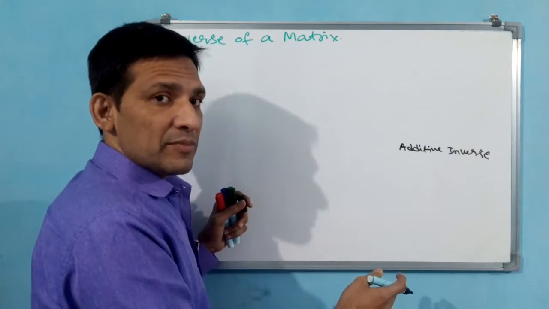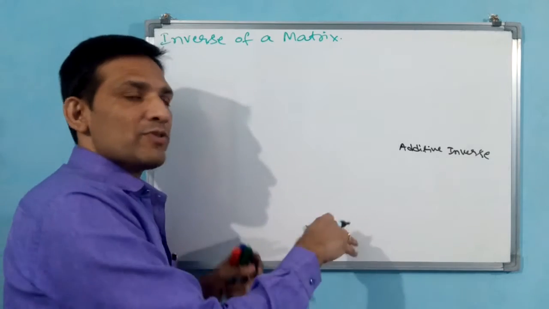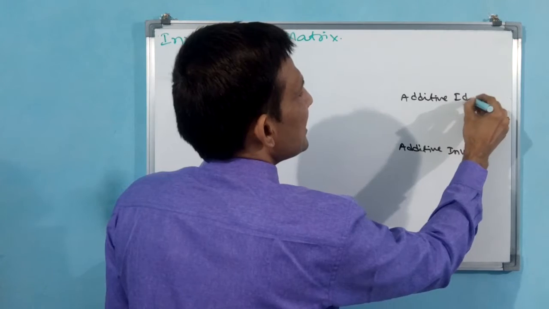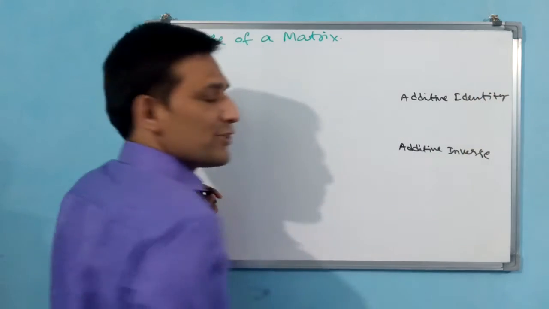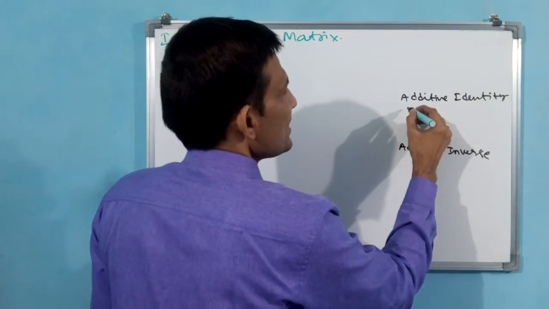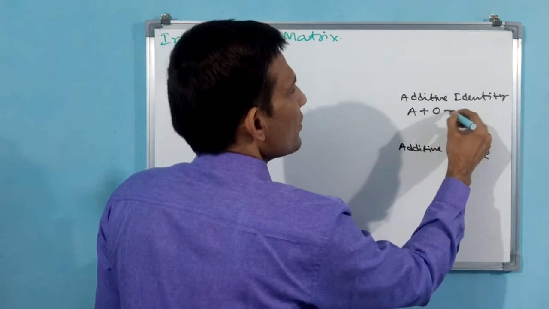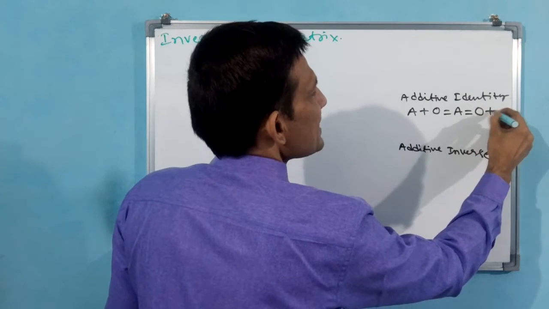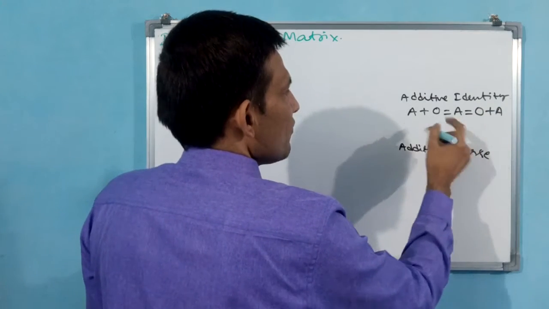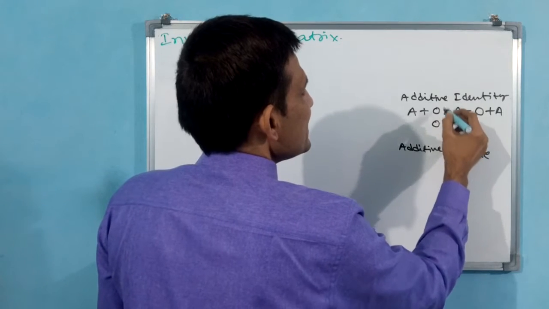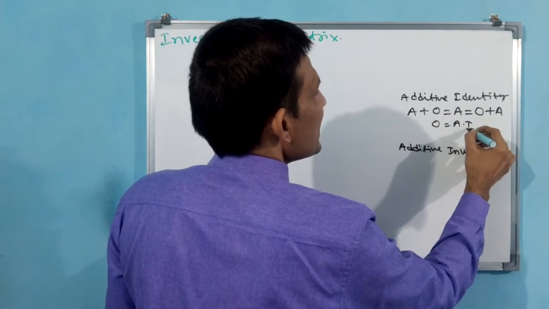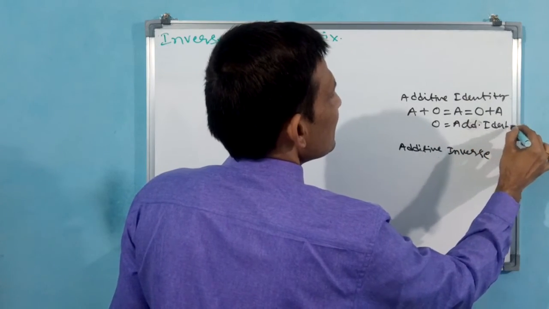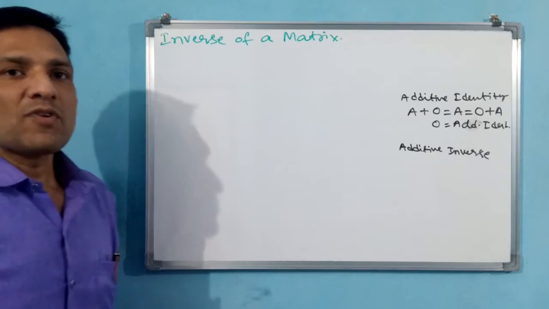Additive inverse, how will it come? To understand additive inverse, you have to understand additive identity. What is additive identity? If A plus O is equal to A, that is equal to O plus A, then O is additive identity. I am writing additive identity. What is O? O is 0.